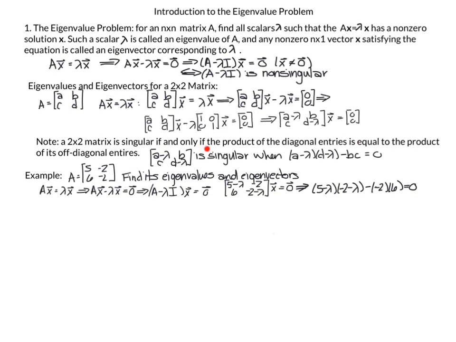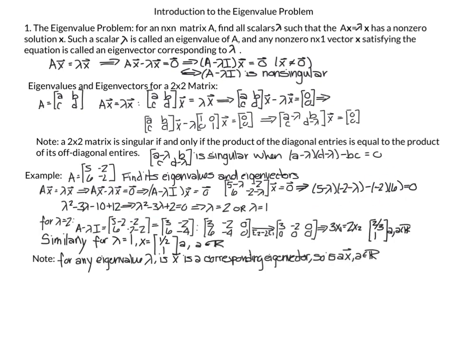By our note over here, this matrix is singular, in other words, has non-zero solutions for x, when the product of the diagonal entries is equal to the product of the off-diagonal entries. So the product of the diagonal entries is equal to the product of the off-diagonal, which is the same thing as the product of the diagonal minus the off-diagonal equals 0. Solving algebraically, we get lambda equals 2 or lambda equals 1.